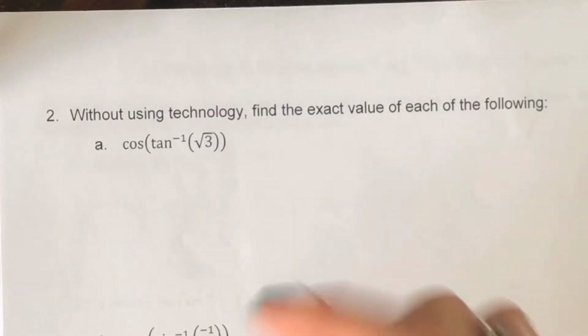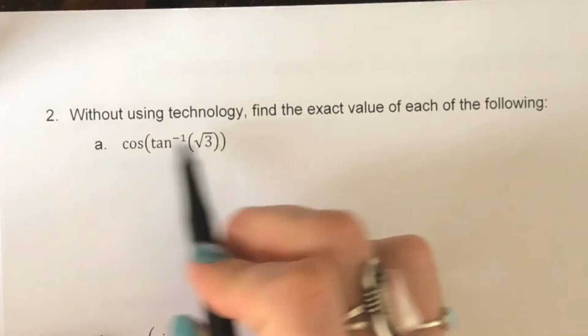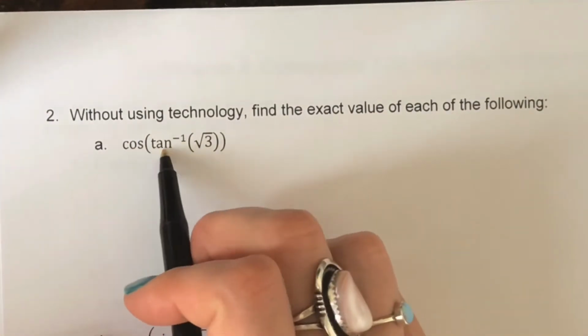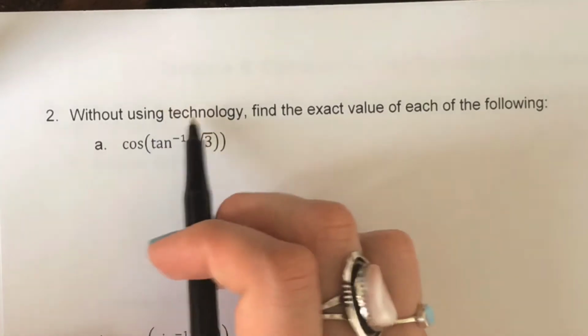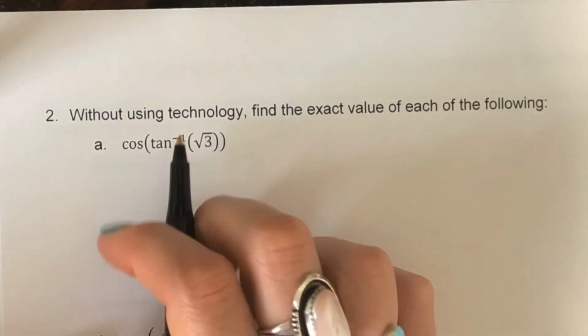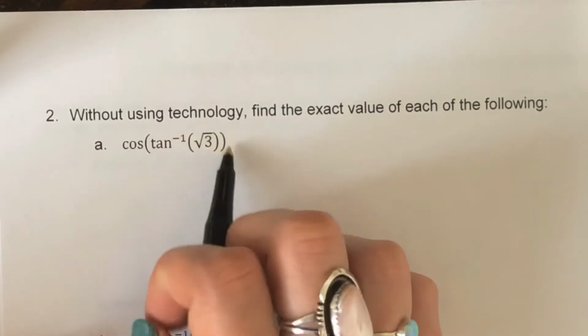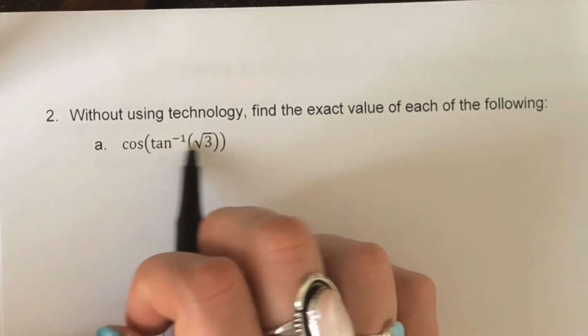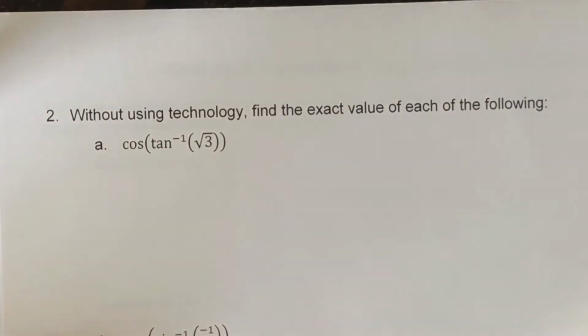Okay, so here's a couple more examples. We have a composite one. This time we're not using the same trig functions. We have a cosine and then an inverse tangent. And we're not using technology, so that means no calculators. When we're doing these composite functions, remember we're going to start from the inside and then work our way out. So first thing we want to do is look at that inverse tangent of square root of 3.